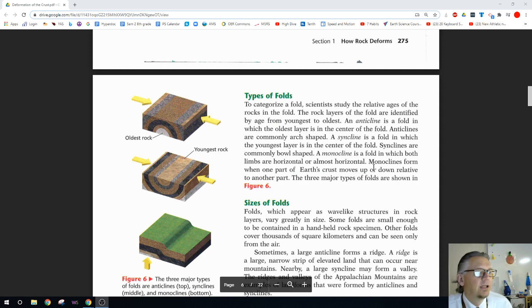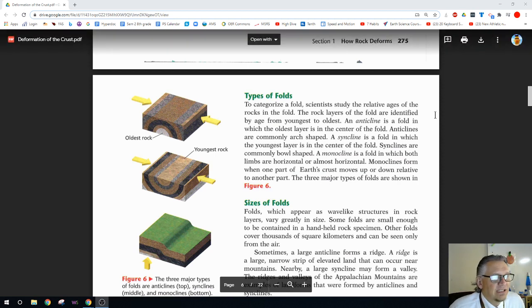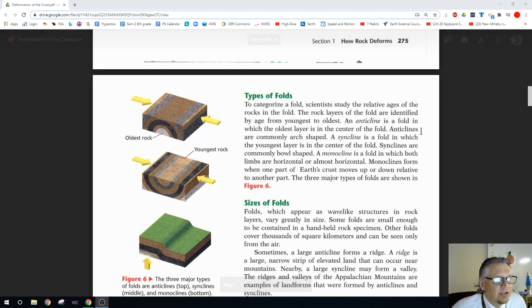Types of folds. To categorize a fold, scientists study the relative ages of the rocks in the fold. The rock layers of the fold are identified by age, from the youngest to the oldest. An anticline is a fold in which the oldest layer is in the center of the fold. Anticlines are commonly arch-shaped. A syncline is a fold in which the youngest layer is in the center of the fold.